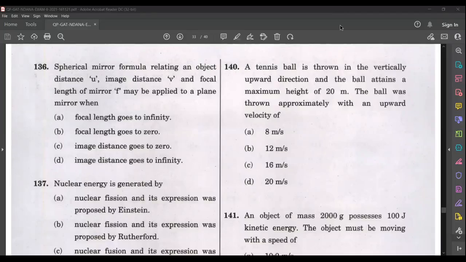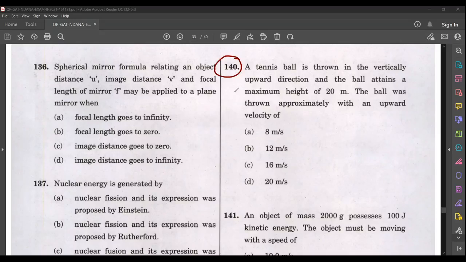We'll discuss the remaining questions from NDA to GAT. From GAT we are going to discuss physics. So, the remaining questions you are seeing. See question number 140.